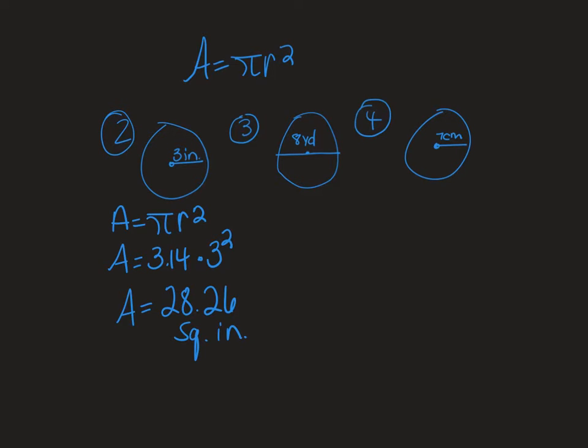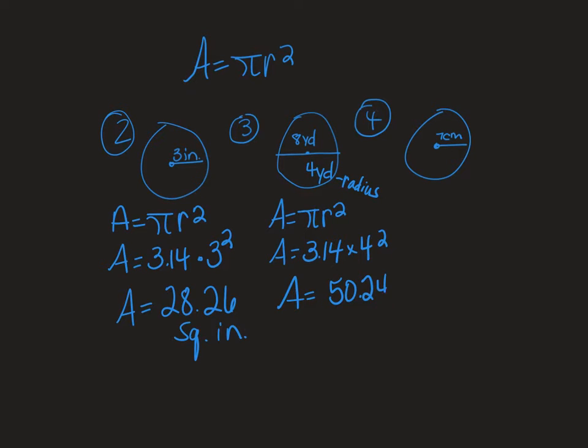Check your work. Okay, Noah, you checking your work? All righty. So area equals pi times radius squared. In this case, we are given the diameter. So we're going to be looking at 4 yards as the radius. So area equals 3.14 times 4 squared. Your answer is 50.24 square yards.